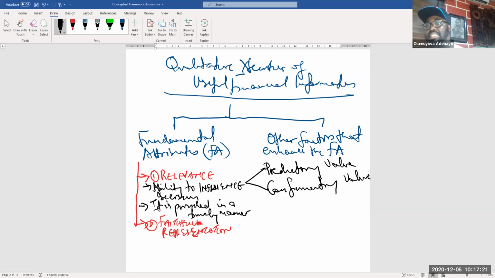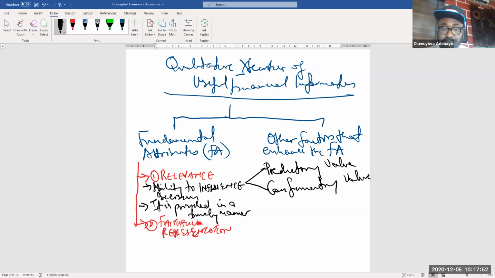Okay, second thing that is paramount is that such information is provided at the appropriate time, so that it is not belated. No matter how good information is, no matter the predictive value or confirmatory value of an information, once it is provided after the decision has been taken and it becomes onerous, it is no longer valuable or no longer useful.